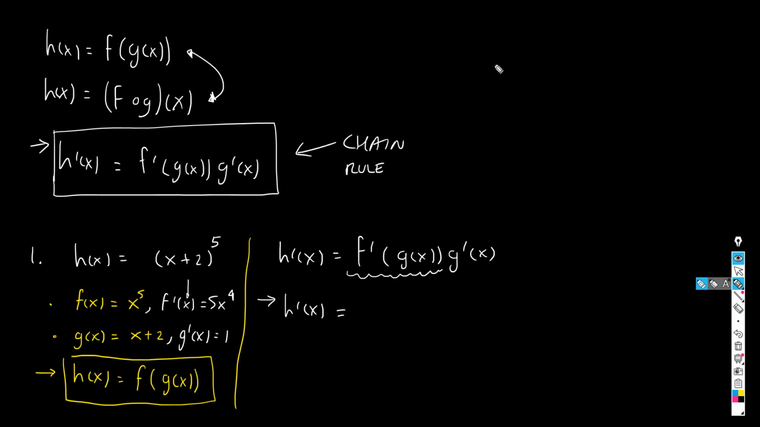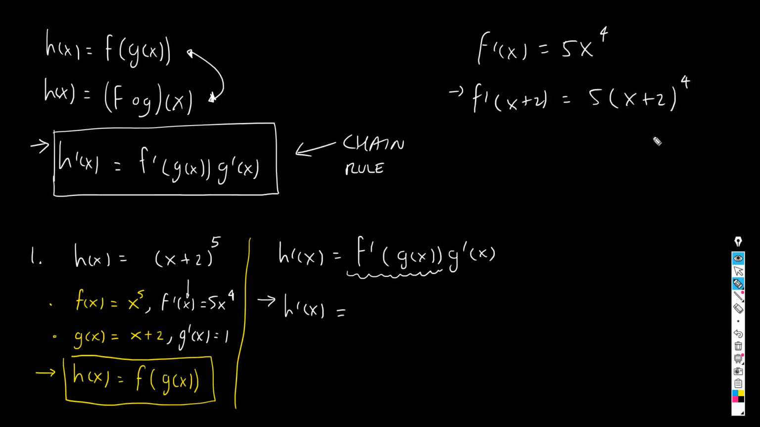I'm gonna do it here. Look, if f prime of x is equal to 5x to the 4, then f prime evaluated in x plus 2 is gonna be equal to 5 times x plus 2 to the 4. You see, it's just a simple evaluation. And this is in fact f prime evaluated in g of x.